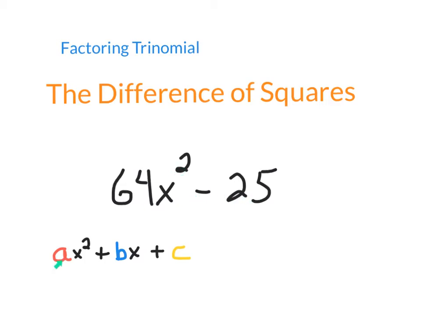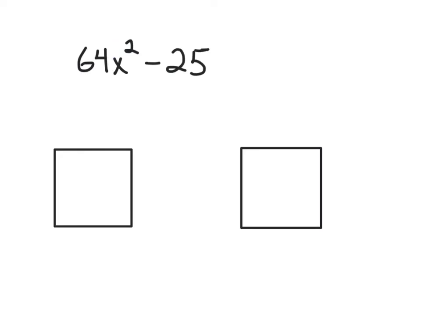Now, we've been looking at trinomials in the standard form of ax squared plus bx plus c, but you'll notice here there's an ax squared and there's a c, but there's no plus b. And I'm going to explain that in this video. And again, this is called the difference of squares. So let's take a look at an example.